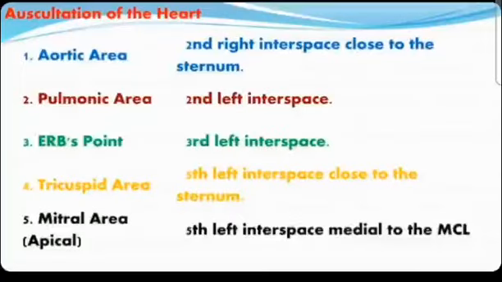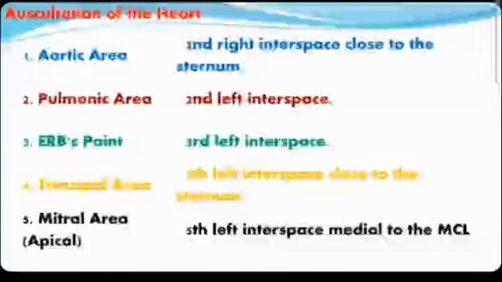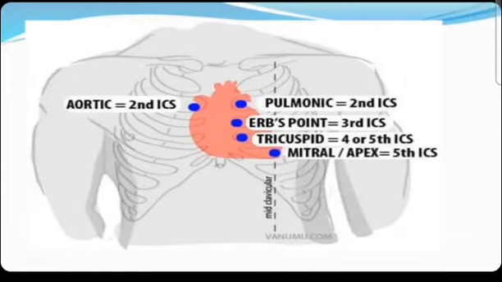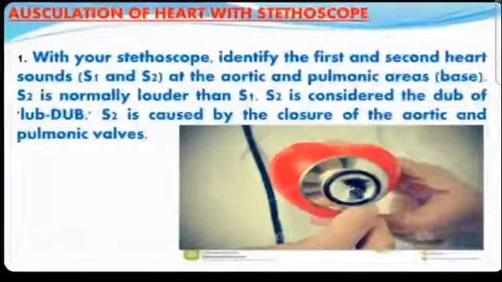Aortic area, the second right interspace close to the sternum. Pulmonic area, second left interspace. Erb's point, third left interspace. Tricuspid area, fifth left interspace close to the sternum. Mitral area, which is apical, fifth left interspace medial to the MCL. Aortic, the second ICS. Pulmonic, second ICS. Erb's point, third ICS. Tricuspid, fourth or fifth ICS. And mitral or apex, fifth ICS.